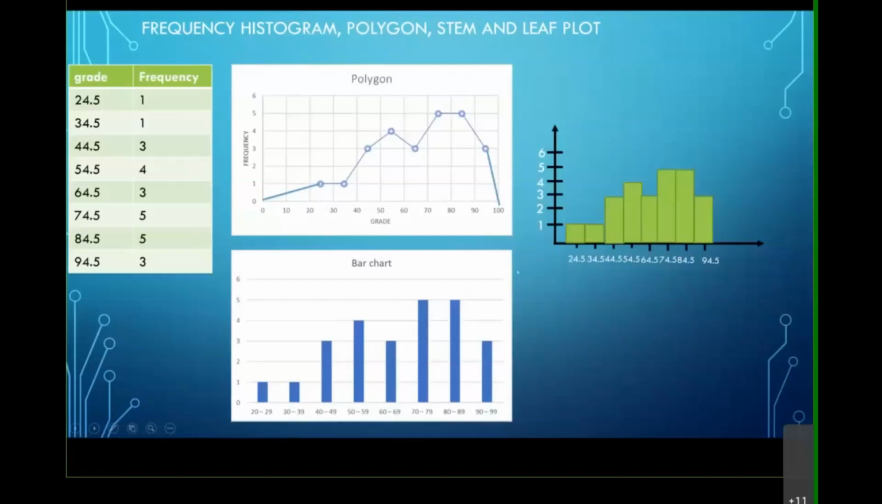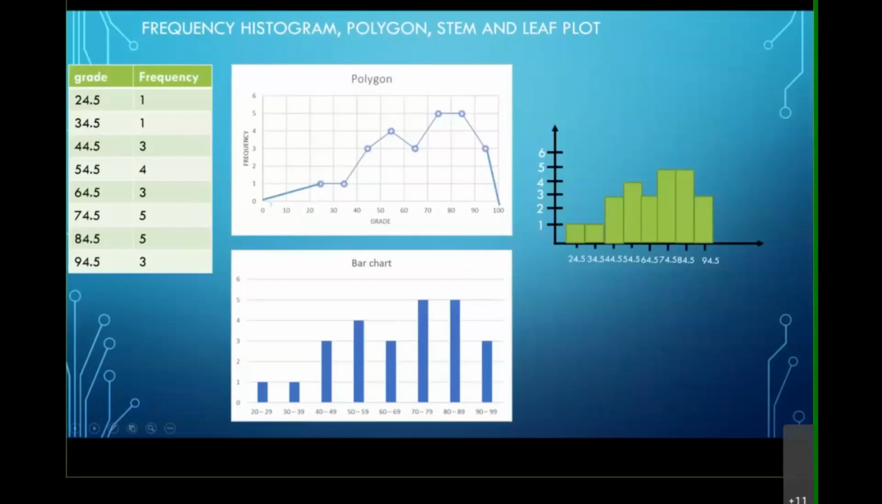So I want to show you the difference between the bar chart here versus the histogram. The histogram, again, I made a mistake. I have a small gap here. It's supposed to touch each other. So that's your histogram over here. This is your bar chart, which has a gap. And this is your polygon. The polygon and the histogram are the same.